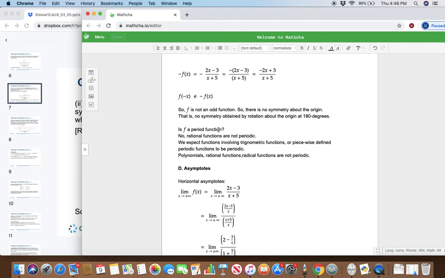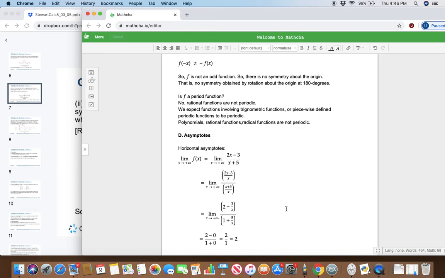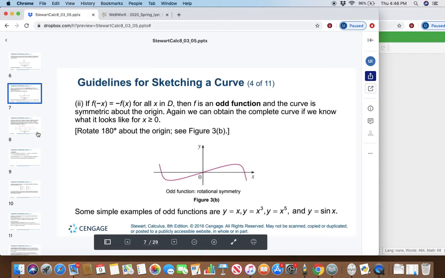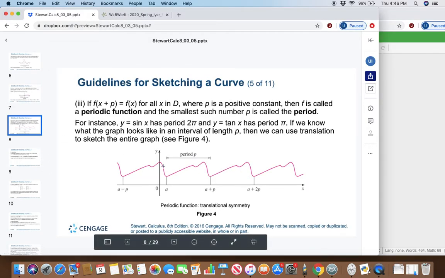Lastly, is f a periodic function? No. Rational functions are not periodic. We expect functions involving trigonometric functions or piecewise defined functions to be periodic. But polynomials or rational functions or radical functions are not periodic. Okay. So periodicity is lost. We don't get that. So there is no symmetry.